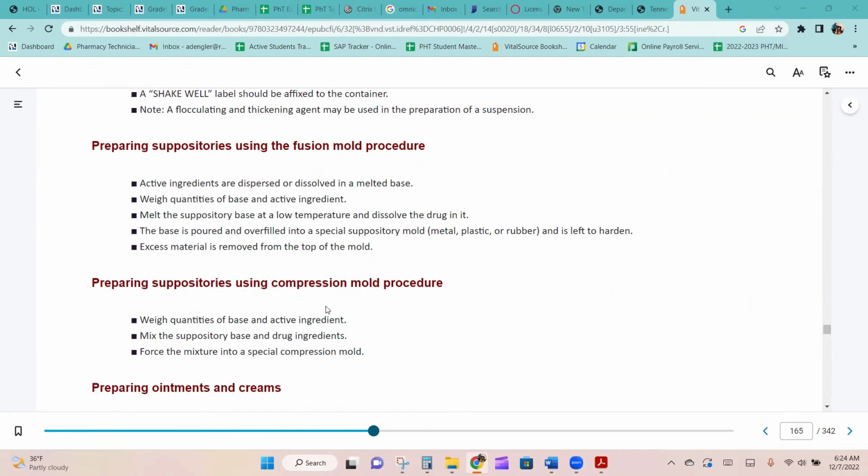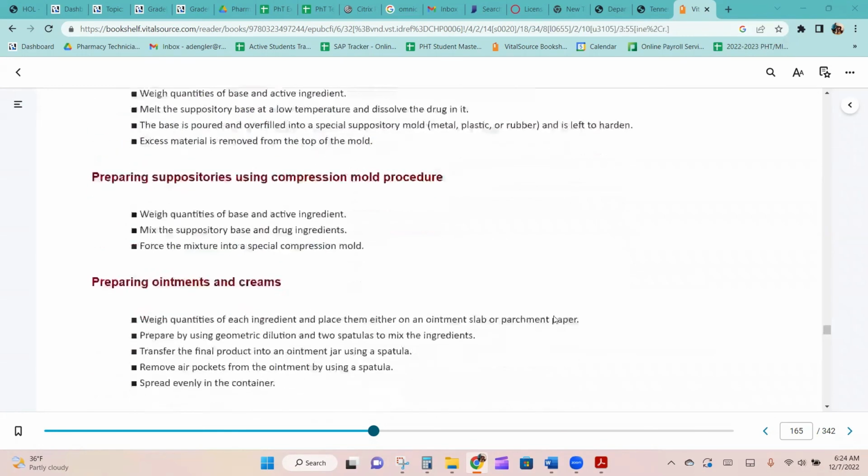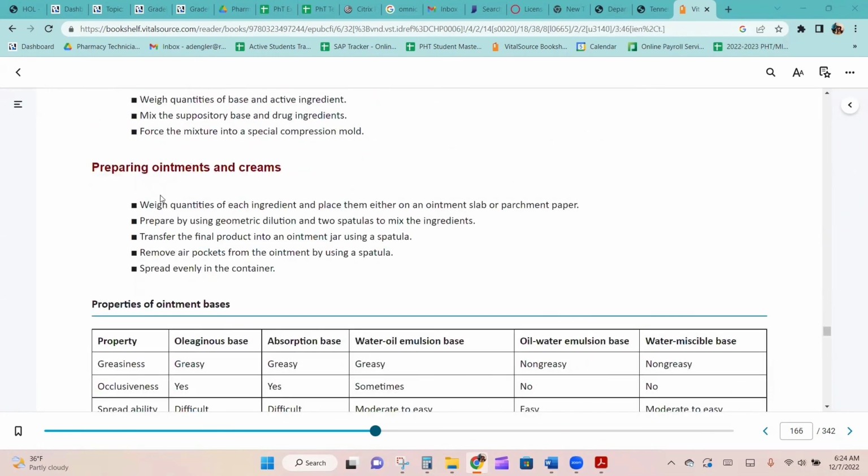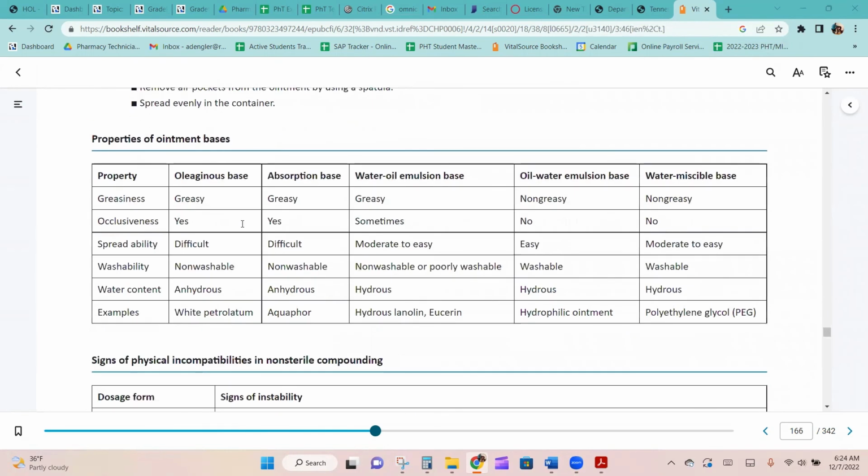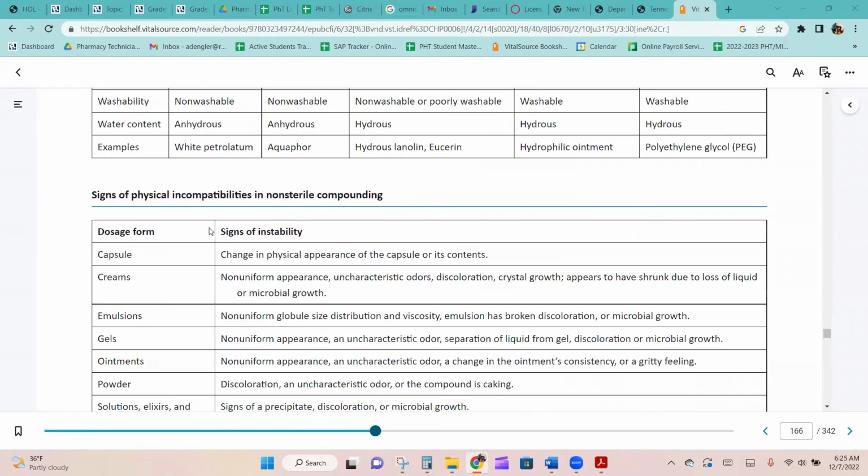Preparing suppositories using compression mold procedures. Weigh quantities of base and active ingredients, mix the suppository base and drug ingredients, and force the mixture into a special compression mold. Preparing ointments and cream, weigh quantities of each ingredient and place them either on an ointment slab or parchment paper. And of course, at the end, you're going to spread evenly in the container. You'll read through that. Here's properties of ointment bases. So greasiness, spreadability, water content, and then it kind of just goes through. So it's kind of a nice chart.